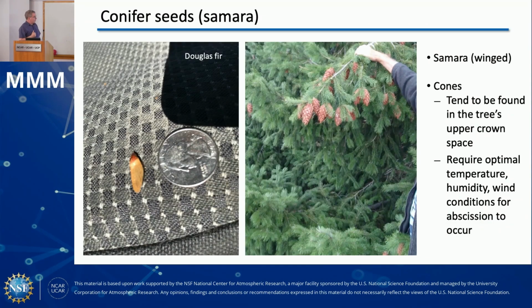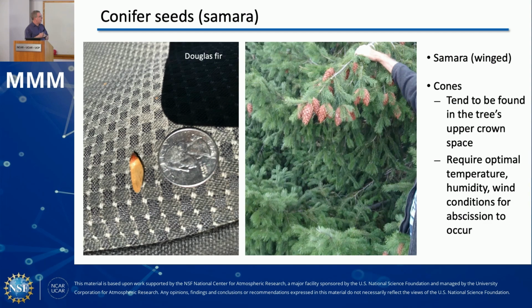So a little bit about conifer seeds. This is a Douglas fir example, just because I have those in my back pocket. You can see how large they are, smaller than the size of a quarter. They are winged seeds, what is actually called a samara. I will show you in a second how they evolve.